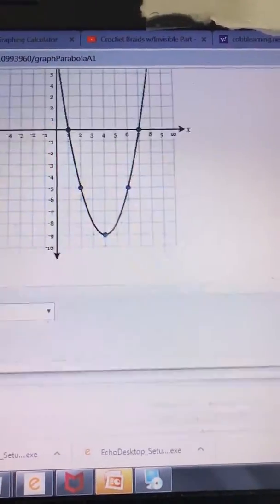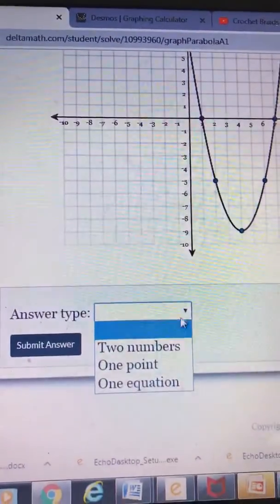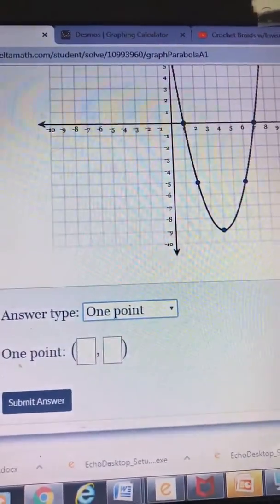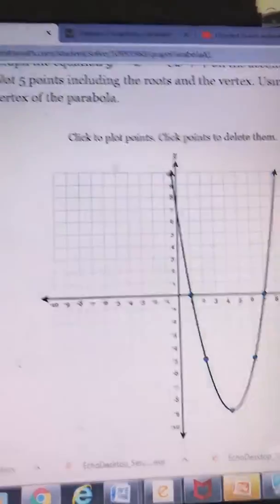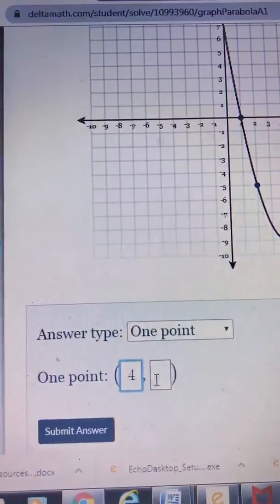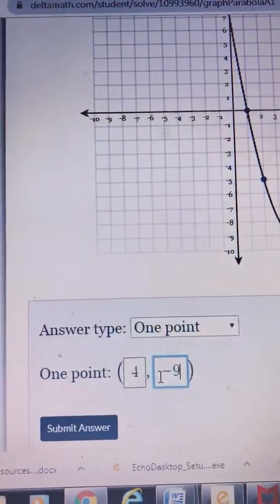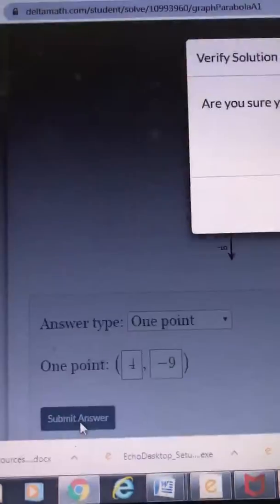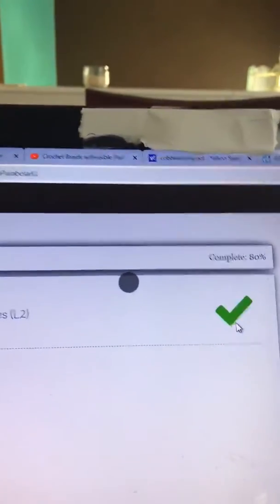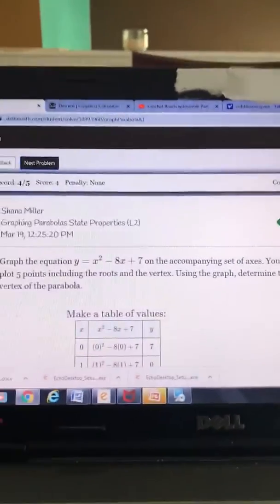Let's go ahead and answer the question. It says answer type. This is the tricky part in Delta Math. We have 1 point. We don't have 2 numbers because it didn't ask for the zeros. This time it asked for the vertex. So the vertex is 1 point, and that point is 4 comma negative 9. It's very important in Delta Math that you answer the question that it's asking and not assume. All right, and we are correct.